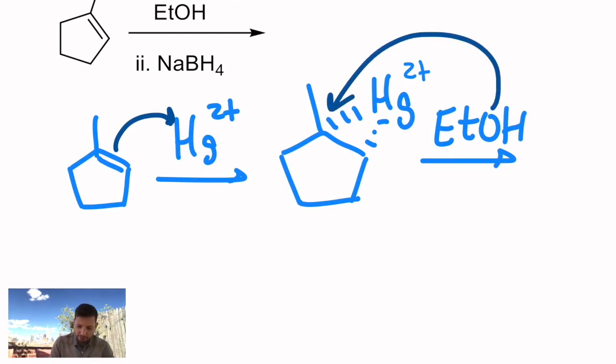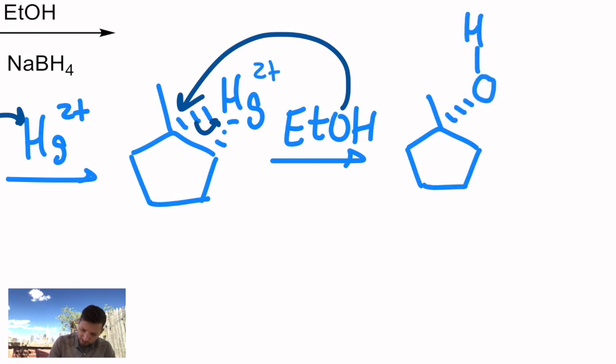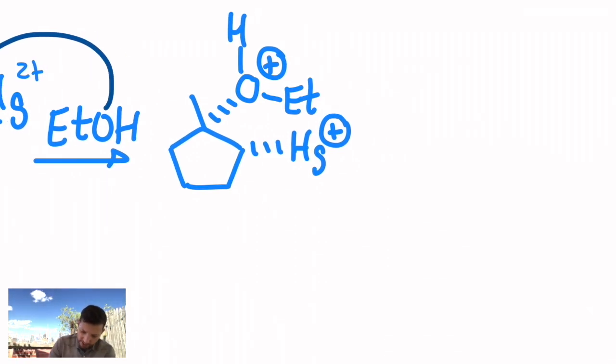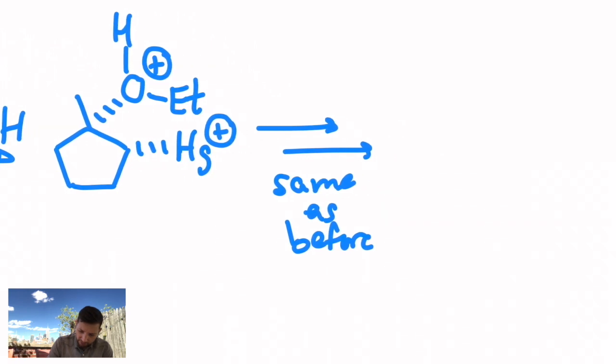That's the one that feels like it's positively charged. That breaks the carbon-mercury bond. And you get a new carbon-oxygen bond. But that ethyl is along for the ride. And we still have our mercury. And if I look up above, we can actually now mimic the same subsequent steps. So I'm just going to say same as before. We'll lose that extra H. Sodium borohydride will reduce the mercury down to a hydrogen. and you'll get an ether in the end.